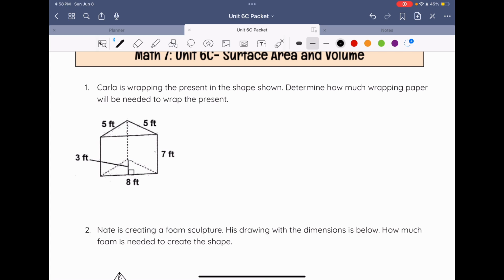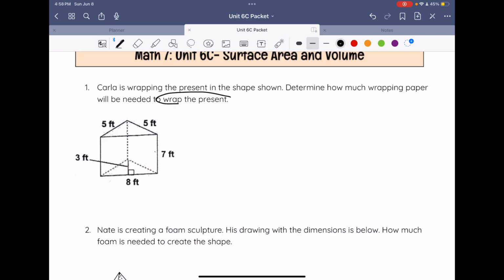So the way I'm going to do these three problems is I'm going to have you go ahead and try one on your own, and then you can unpause it and check that one, and then pause it again, do the next one, and check it. So I'm going to read the first one. It says, Carla is wrapping the present in the shape shown below. Determine how much wrapping paper will be needed to wrap the present. All right, so go ahead and pause the video. Try this one on your own. When you're all set, unpause and check.